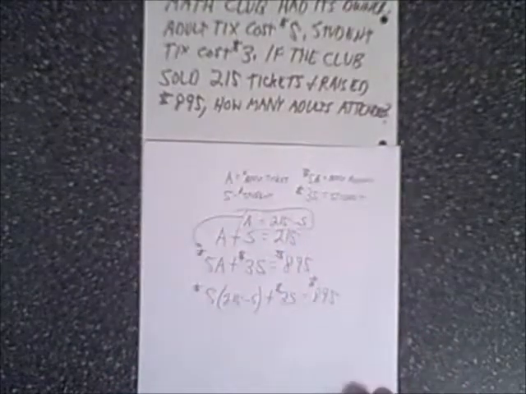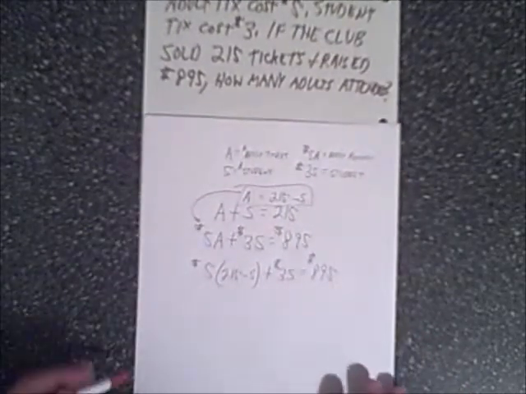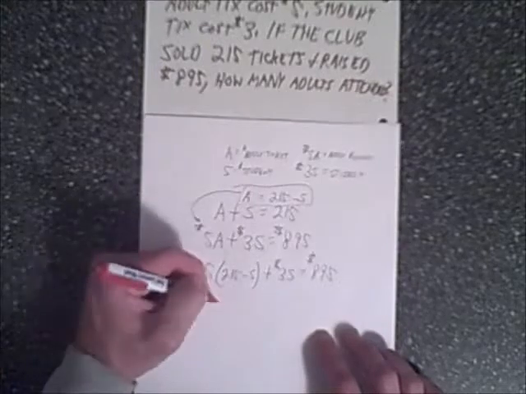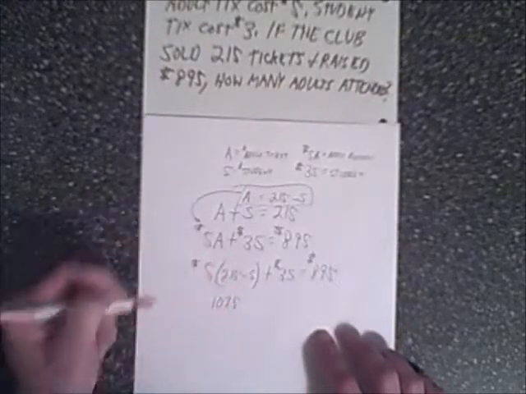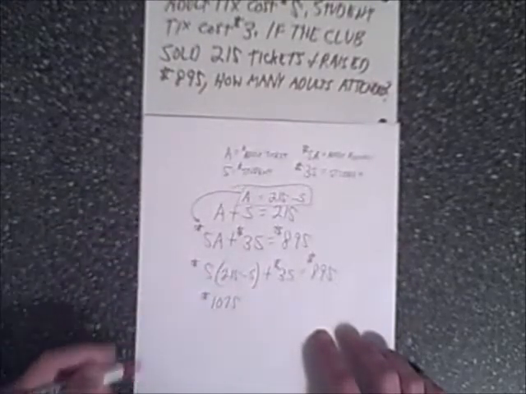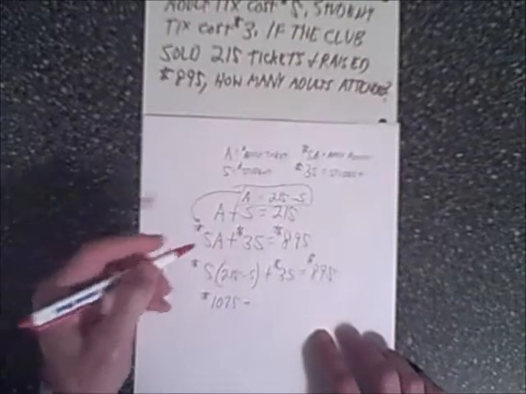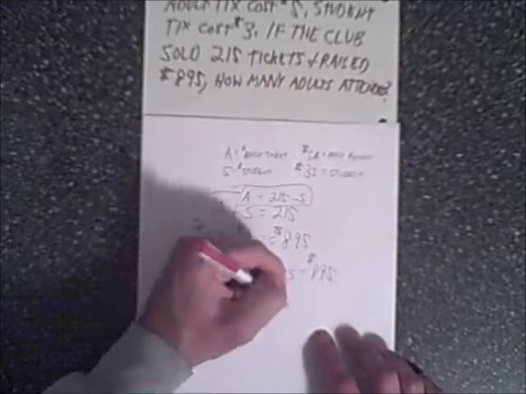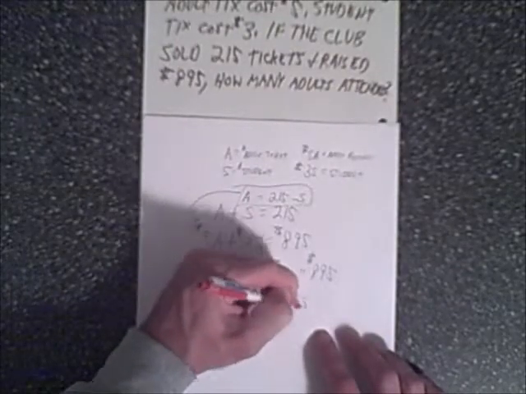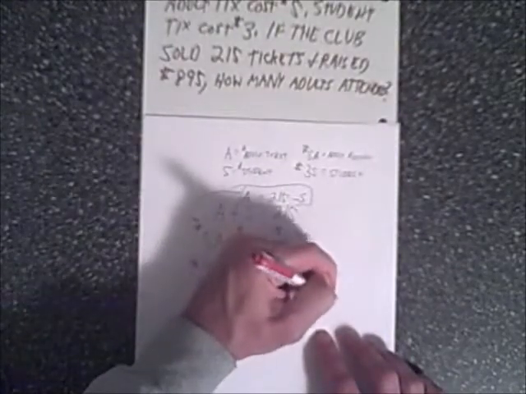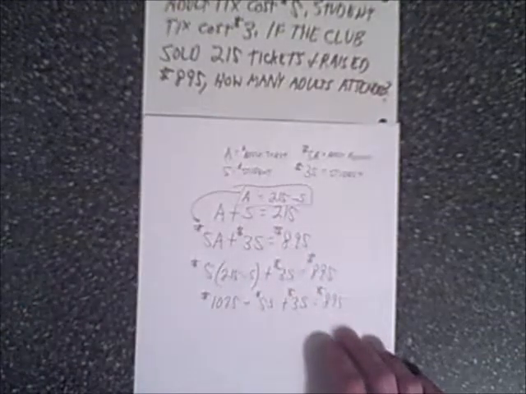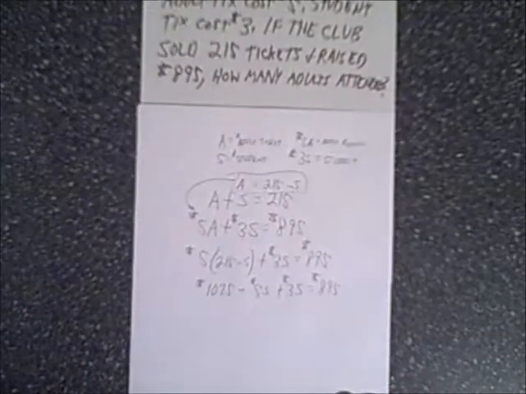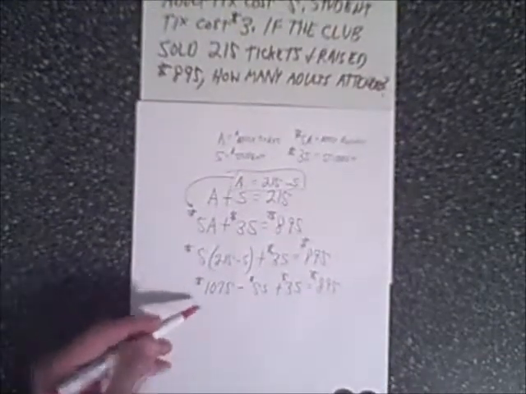Okay, so here's our equation. We're going to solve since we have just S. 5 times 215 is $1,075 minus $5 S, plus $3 S equals $895. And I'm leaving the dollars in to intentionally show you how leaving the units in can be helpful.